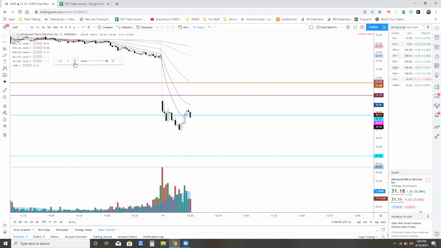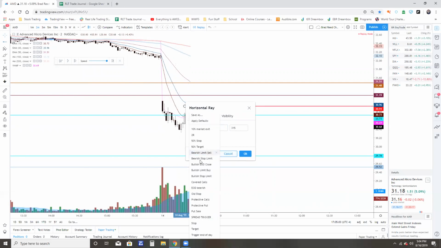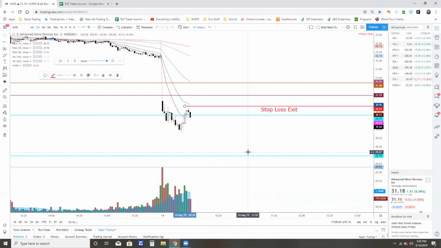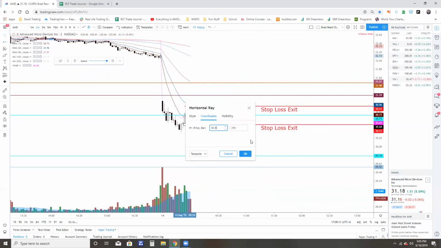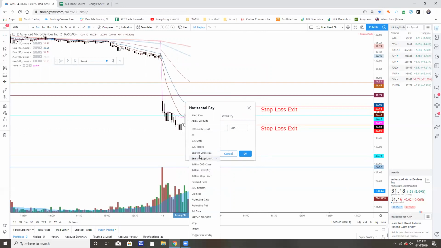Decent little wiggle there, but I don't think I like the reward risk at this point. All right, so there's the pullback. Well, that's definitely a lower high. Big volume on that candle. Let's just see what it would look like if I put a protective stop at 30.94, and an entry below this high volume bullish candle. So 30.50 would be my entry for a bearish stop limit.